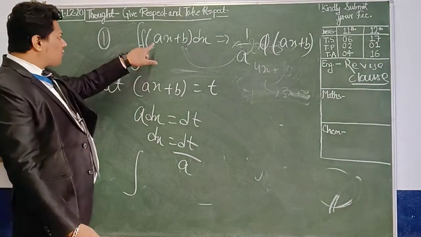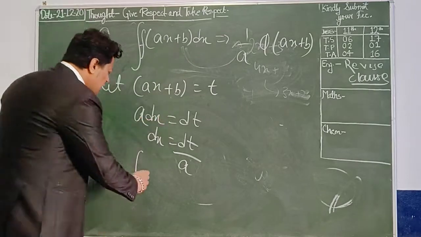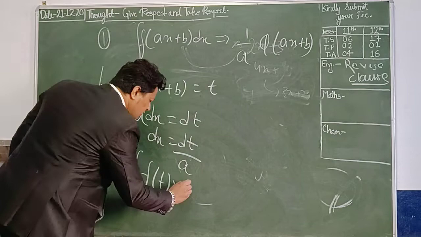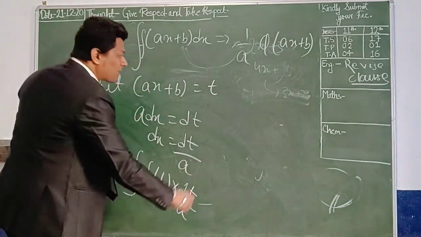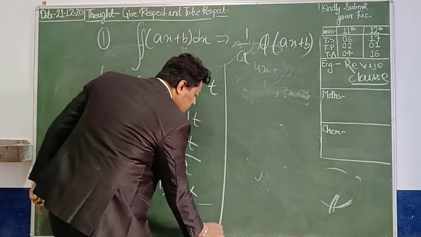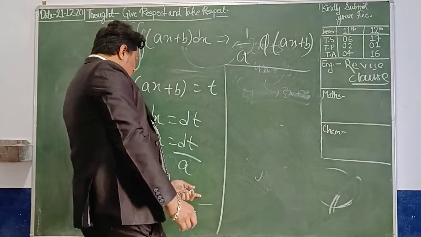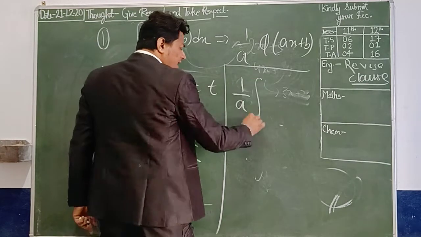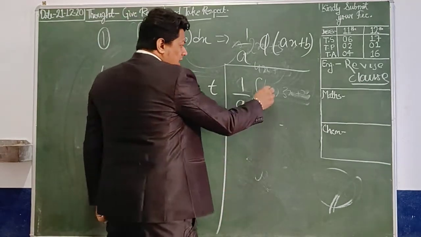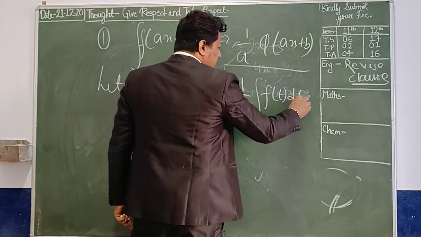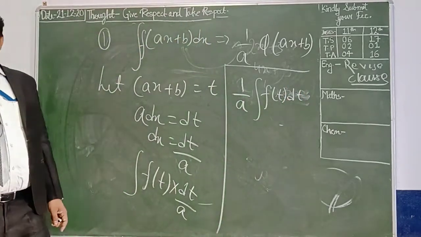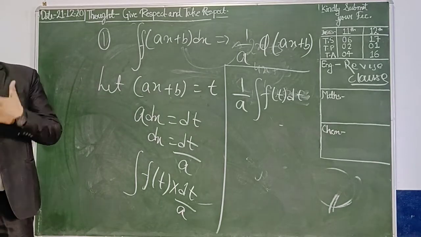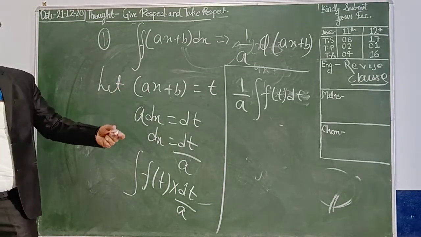Any doubt up to this point? Now 1 by a will be constant outside, so we have 1 by a times the integration of f(t) dt. Is it clear?